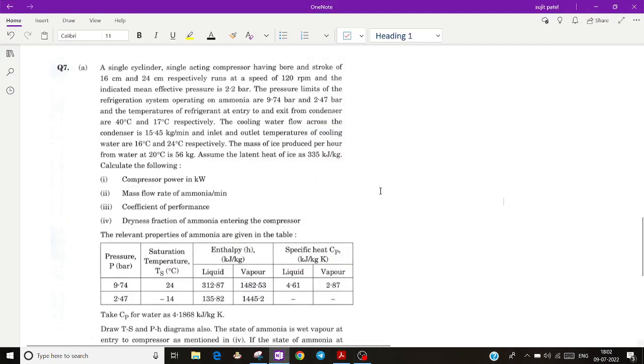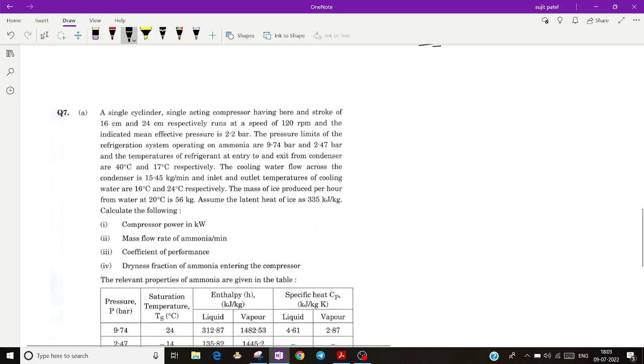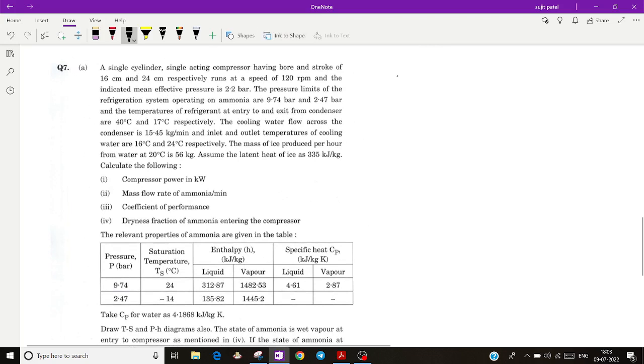Hello everyone and welcome to MacTech 40, and today we are going to solve a fantastic question of refrigeration and air conditioning that was asked in Indian Forest Service 2021, and this is of 20 marks. I am writing the given data over here.